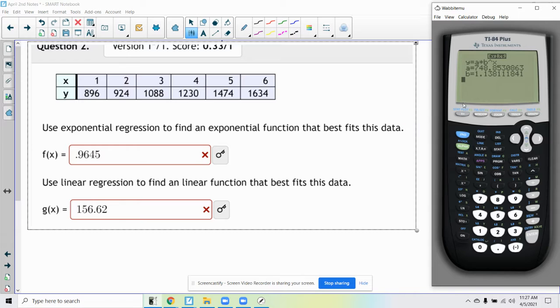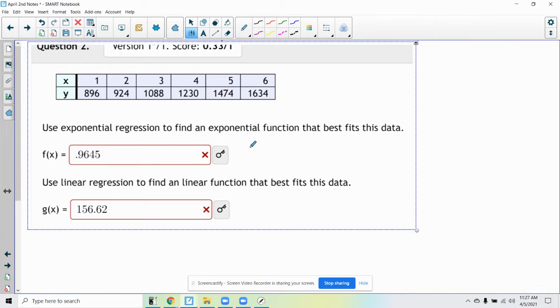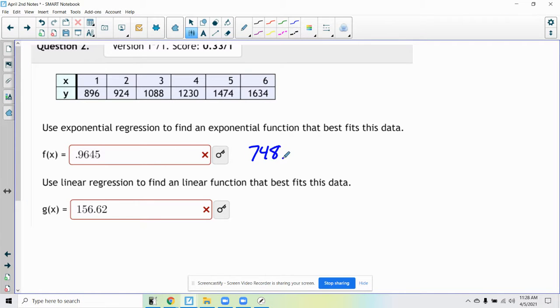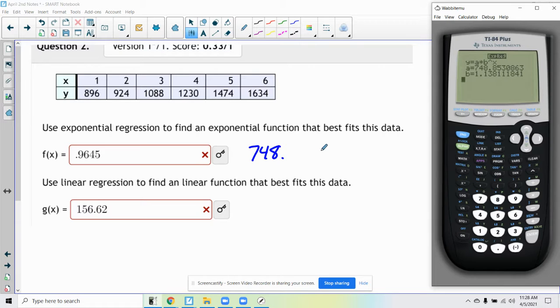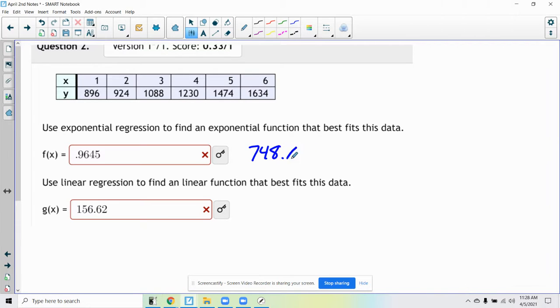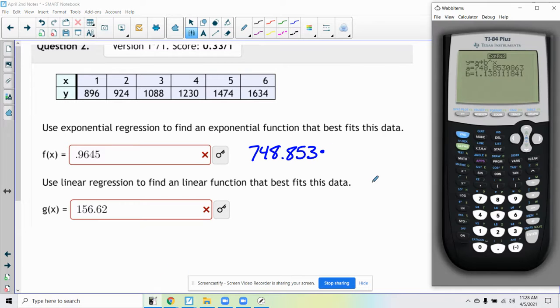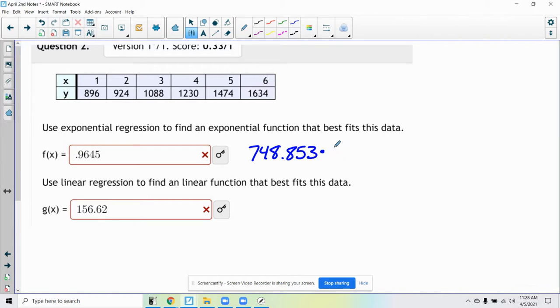So I end up getting an A value of 748.853. So we'll say f of x equals 748.853, I guess 3 decimals is good enough, times 1.138 to the power of x. So that's going to go all right here.